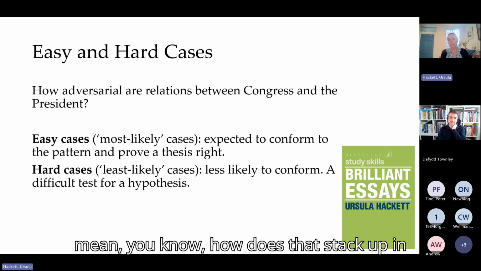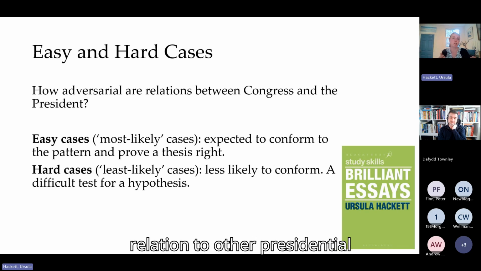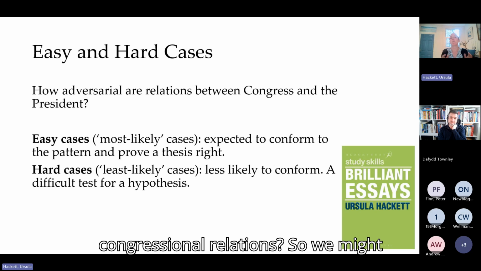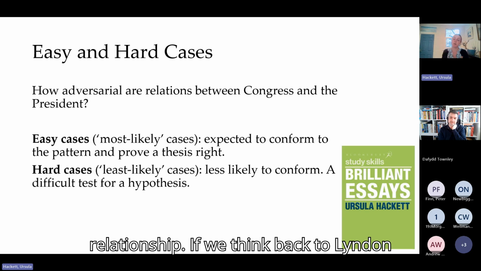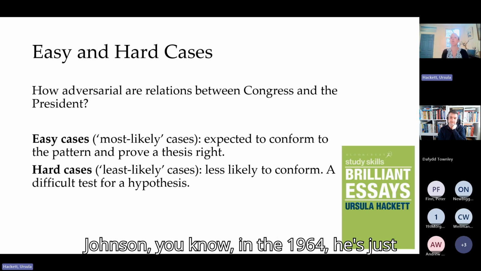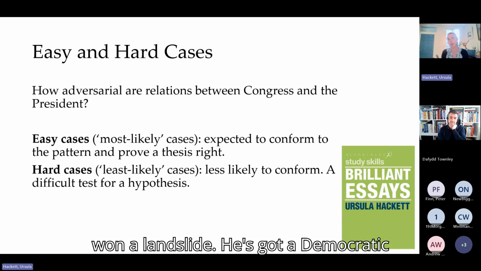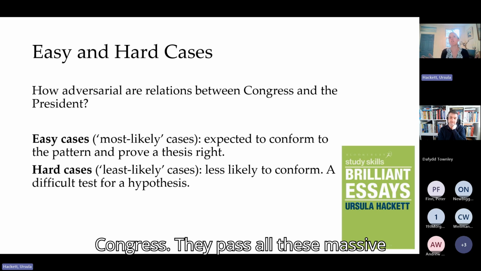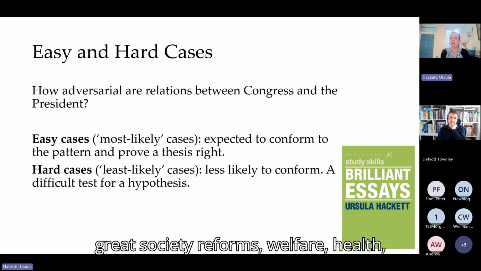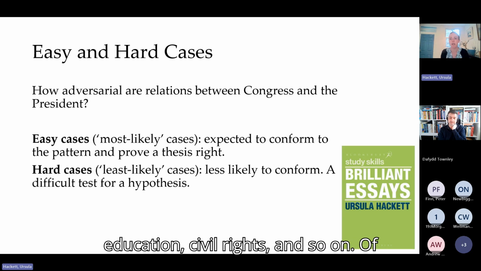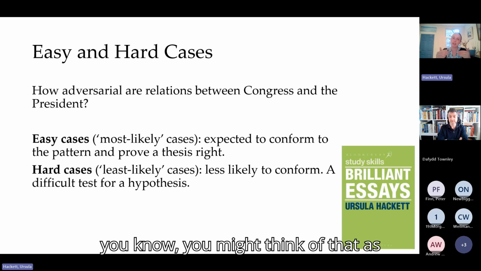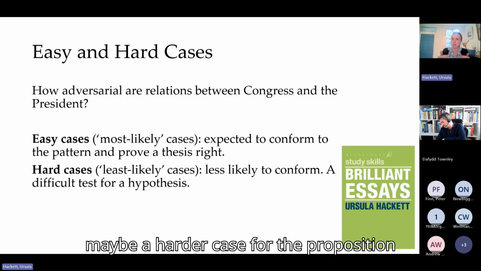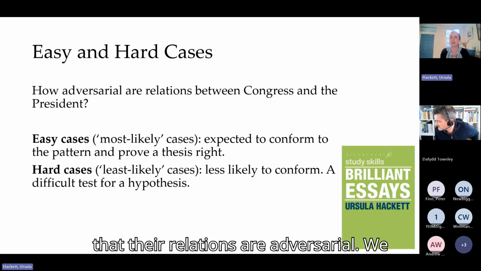But is the Trump case typical? How does that stack up in relation to other presidential congressional relations? So we might think about a harder case for the proposition that Congress and President are locked in a sort of adversarial relationship. If we think back to Lyndon Johnson, in 1964, he's just won a landslide. He's got a Democratic Congress. They pass all these massive Great Society reforms, welfare, health, education, civil rights, and so on. Of course, he has to deal with segregationists in his own party. But you might think of that as maybe a harder case for the proposition that the relations are adversarial.